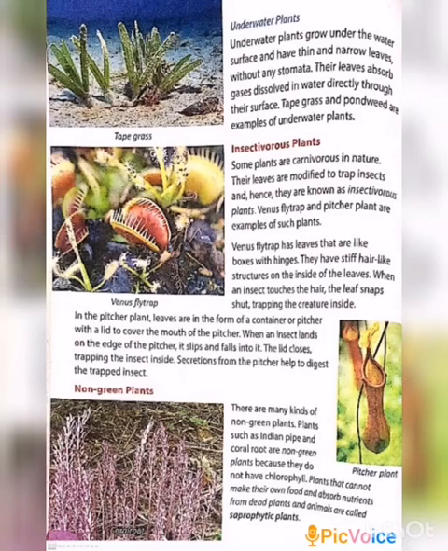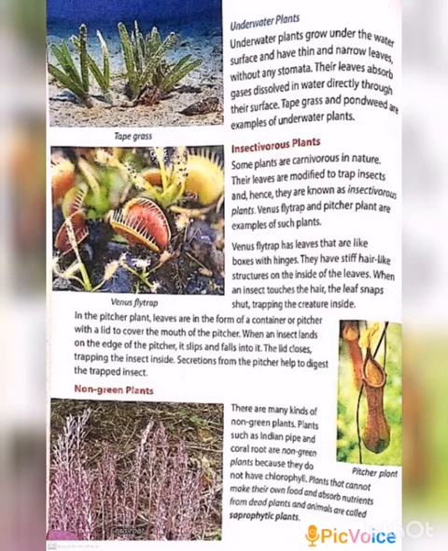Okay, next, non-green plants. Some non-green plants like Indian pipe and coral root, mushroom and fungus, do not contain chlorophyll. So they cannot manufacture their food by photosynthesis. They absorb food from plants and animals, so they are called non-green plants or saprophytic plants.